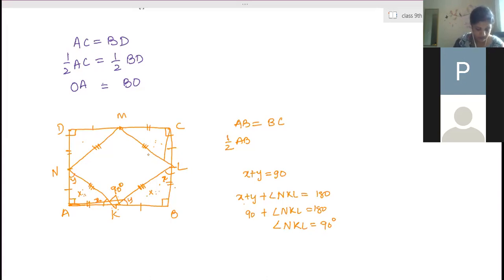Ma'am, 19th, 10C, 3, 5, and 6. In the adjoining figure, ABCD is a parallelogram in which E and F are midpoints of AB and CD respectively. GH is a line segment that cuts AD, EF, BC at G, P, H respectively. Prove that GP is equal to PH.